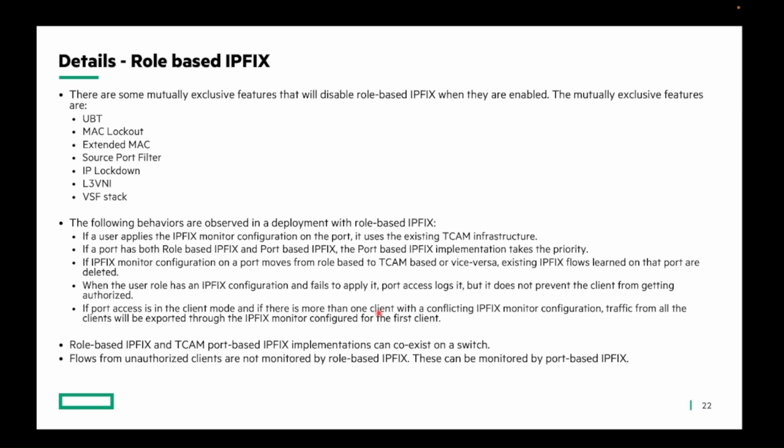When the user role has an IPFIX configuration and fails to apply it, port access locks it, but it does not prevent the client from getting authorized. Of course, right? Because the authentication portion comes first. If port access is in the client mode, right? You remember there are two modes, device and client mode.